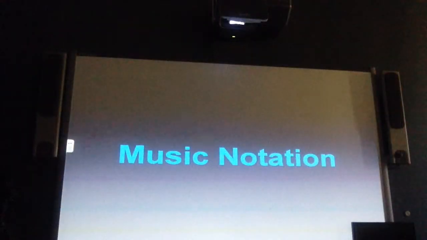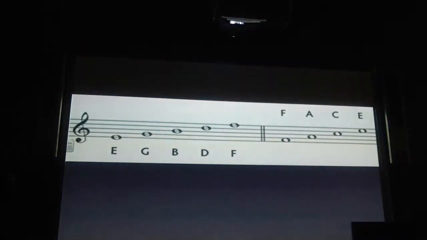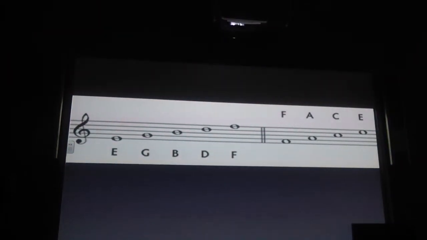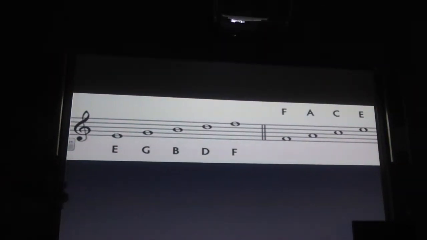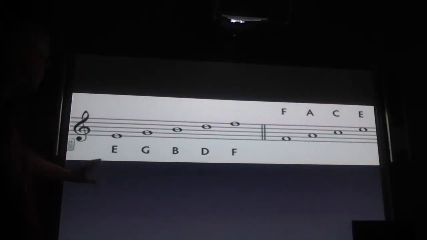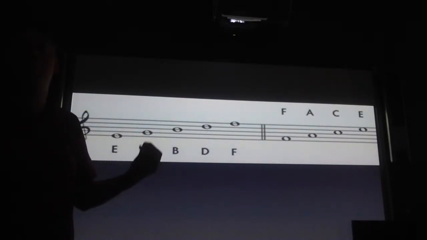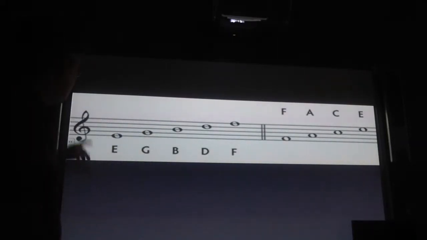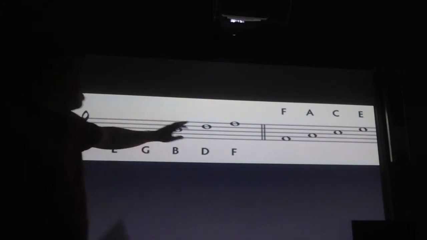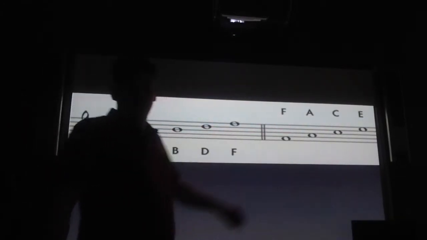So for this Theory Thursday, we're going to talk about music notation. What this means is we're going to talk about the treble clef. We'll also take a look at the bass clef, but the treble clef is where the majority of the guitar playing is done, on the lines and in between the lines.